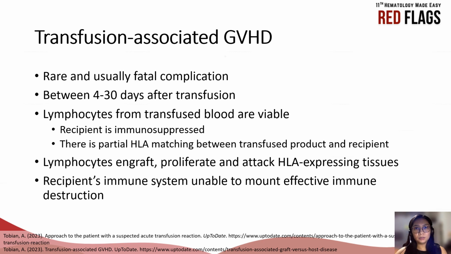Viable T lymphocytes from the transfused blood component are able to engraft, proliferate, and attack HLA expressing tissues in the host. Normally, lymphocytes present in the transfused component would be destroyed by the recipient's immune system before they can mount an immune response. In transfusion-associated GVHD, the recipient's immune system either does not recognize the donor lymphocytes as foreign or is unable to mount an effective immune destruction.